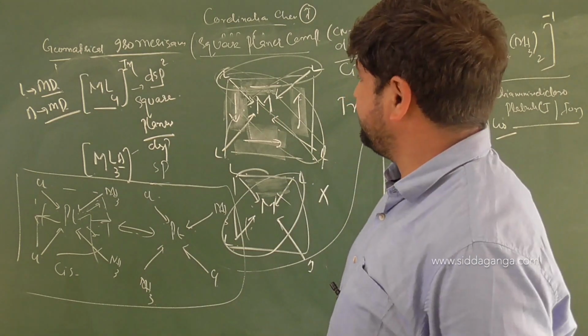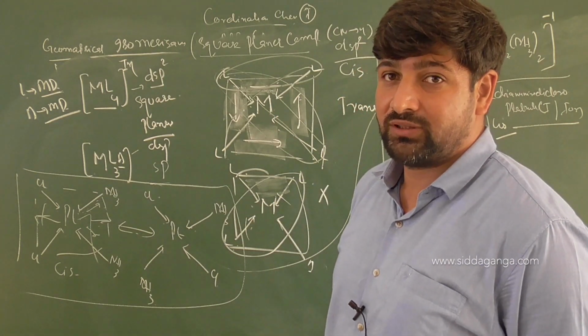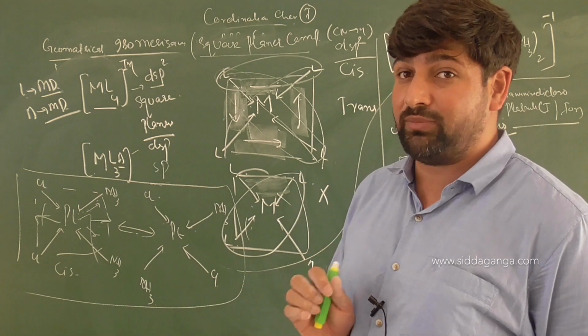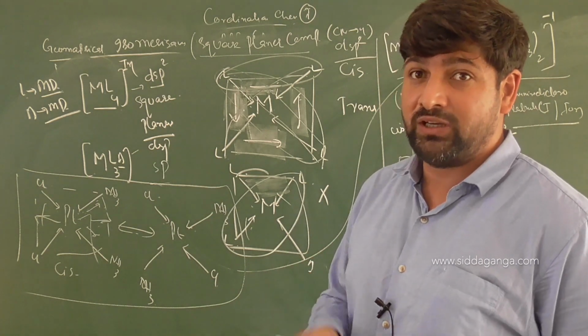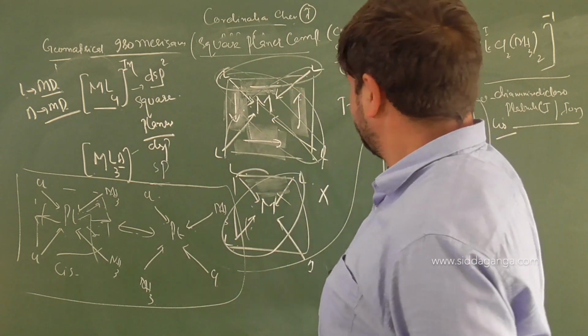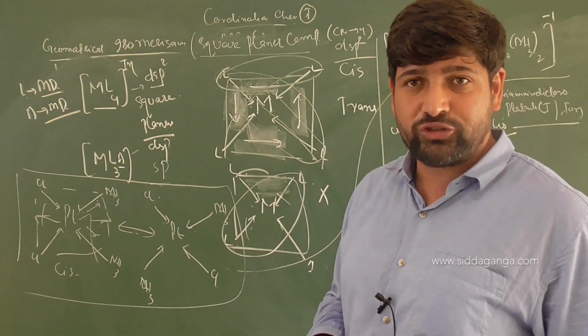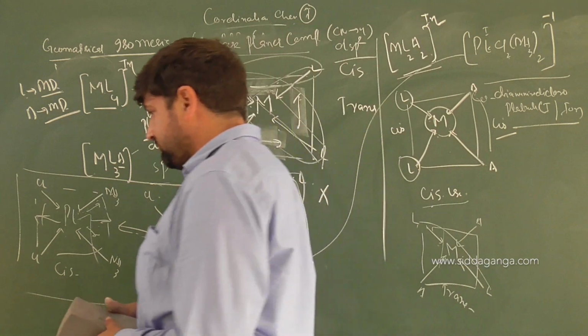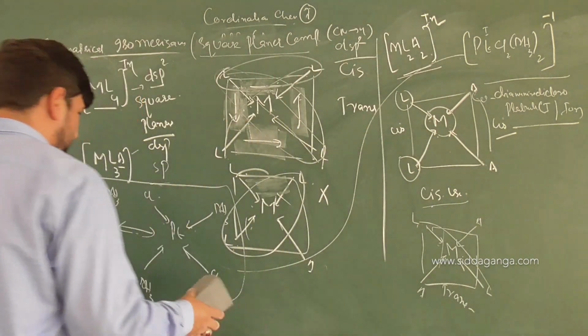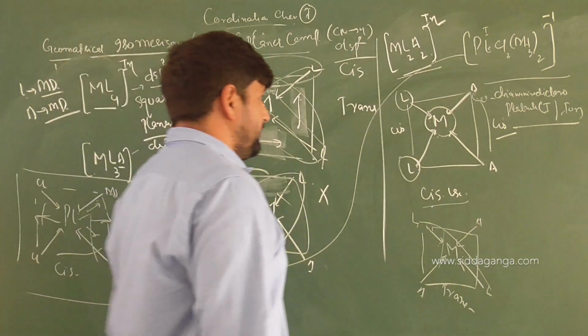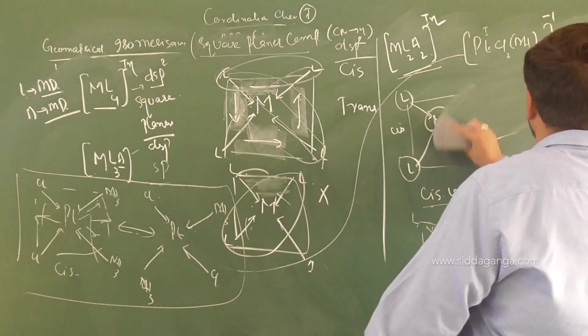Clear? So will it exhibit geometrical isomerism or not? I am talking only about square planar complexes with dsp2 hybridization. I am taking different types of general complexes which have the tendency to show geometrical isomerism. Very good. Did you understand this so far? Clear to all? Very good. So let's continue.